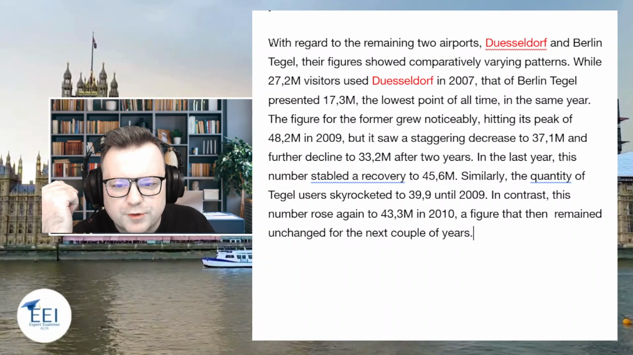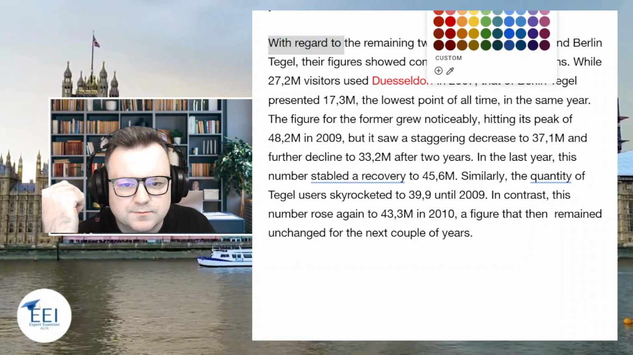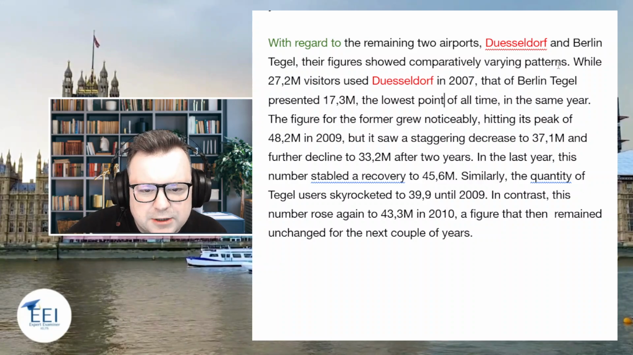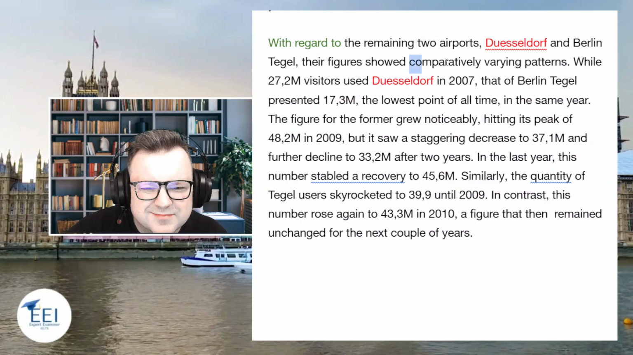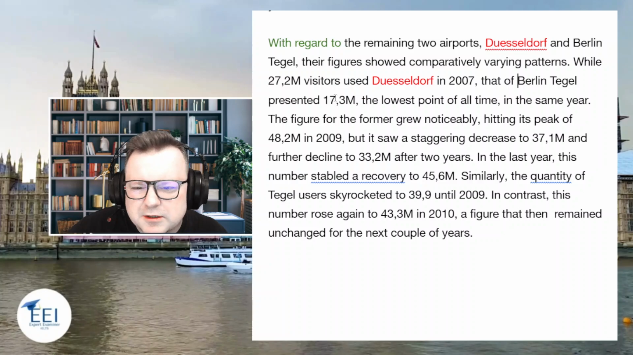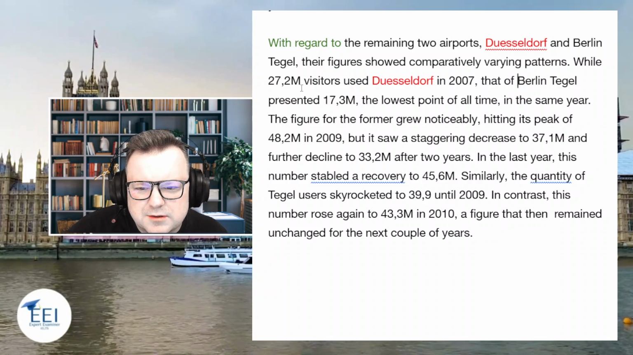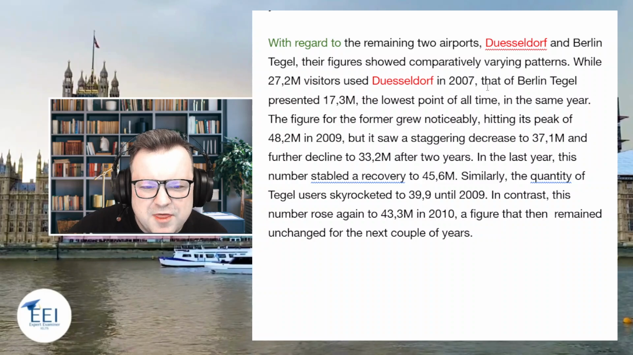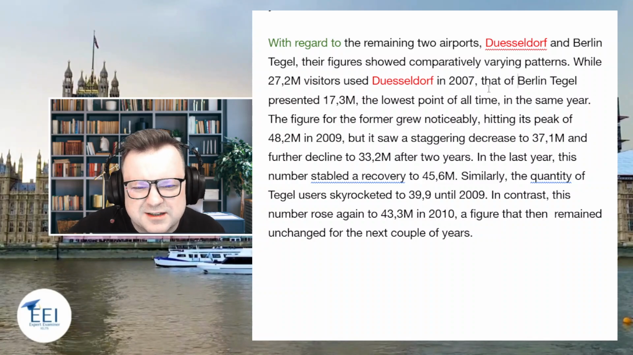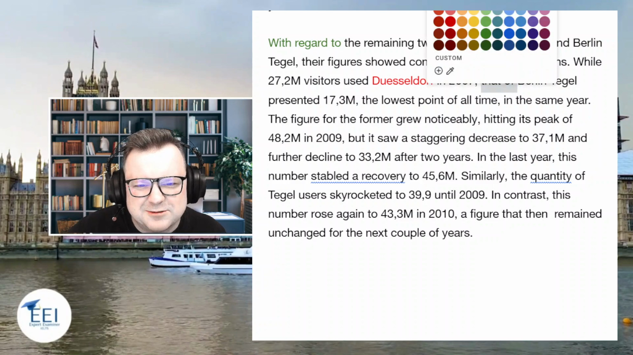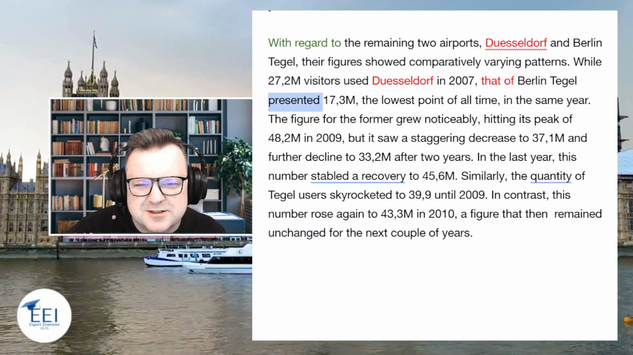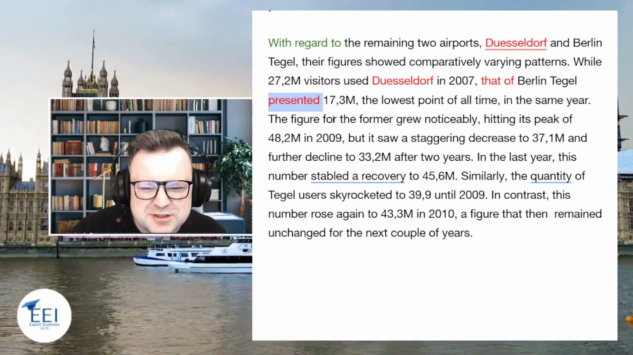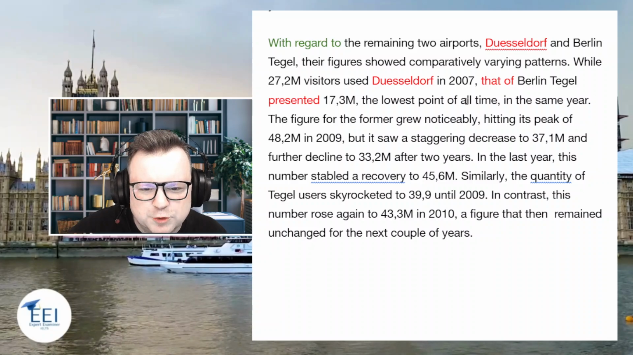Second key feature, "with regard to", like it a lot. "With regard to the remaining 2 airports, Düsseldorf and Berlin-Tegel, their figures showed comparatively varying patterns." Is that explanatory? Maybe. Well, "27.2 million visitors used Düsseldorf in 2007. That of Berlin-Tegel presented." I don't know about this, that of and presented. That's not really the right verb. Do airports present passengers? I don't know. "The lowest point of all time."